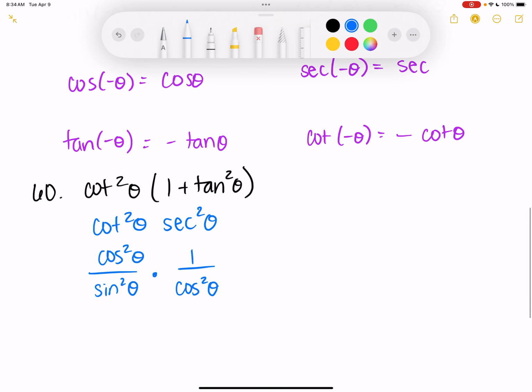So now these things are being multiplied, so I can cancel the cosine squareds top and bottom, which leaves me with 1 over sine squared theta. And what is 1 over sine squared equal to? Cosecant. Yes, cosecant squared theta.